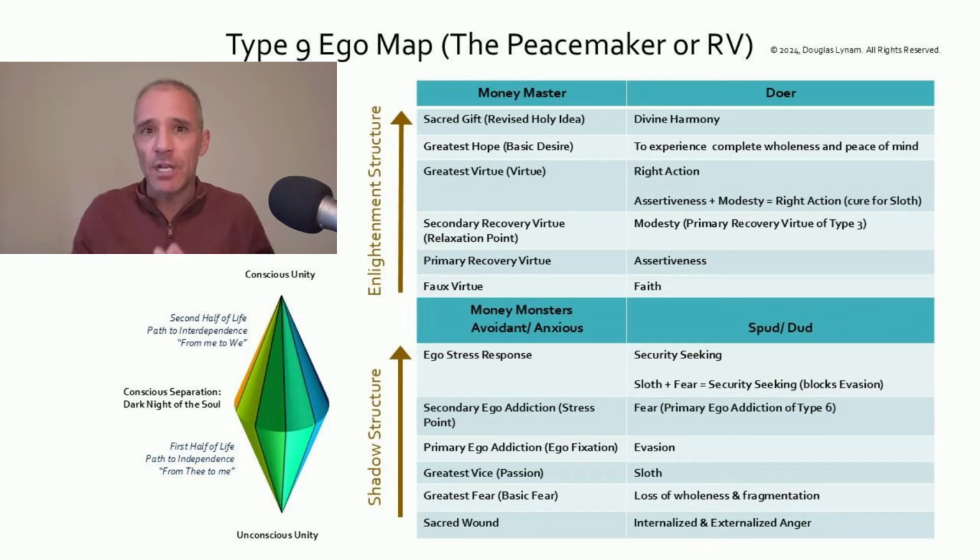And that's what happens for the 9 if they're not careful. They're so busy evading their problems or not speaking up or stepping into their power that their money problems cause them to be the spud or the dud. That's often the root cause when 9s struggle with money. So they need to not use faith as a dodge to justify their lack of action. Of course, that leads us to the primary recovery virtue for a 9, which is assertiveness.